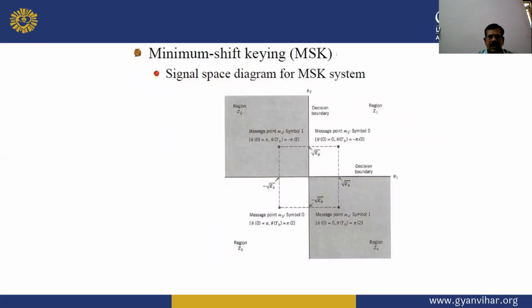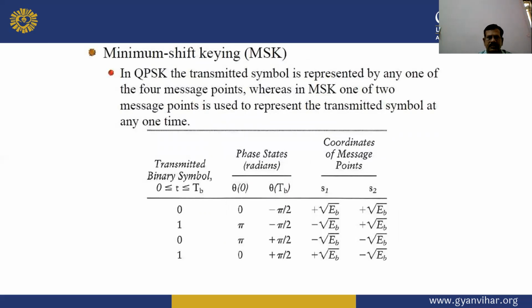So this is the signal space diagram for the MSK system. This represents the minimum shift keying signal space diagram. In QPSK, the transmitted symbol is represented by any one of the 4 message points, whereas in MSK, one of 2 message points is used to represent the transmitted symbol at any one time.